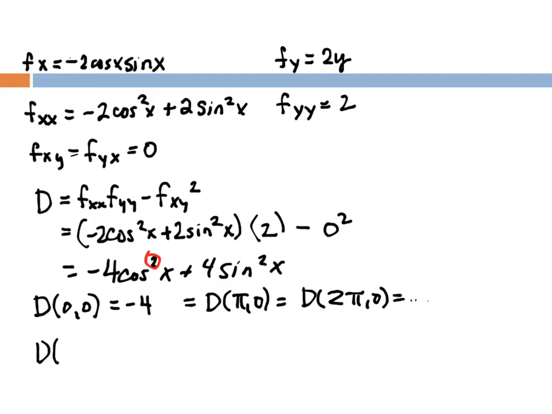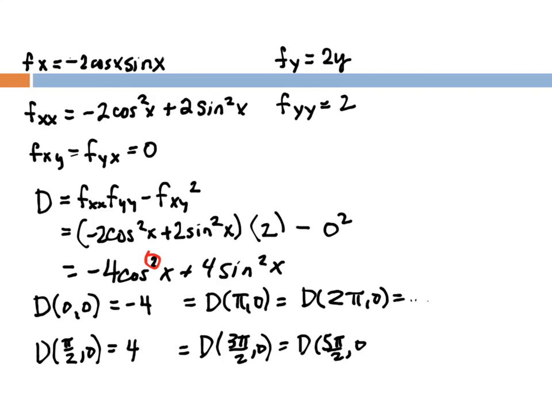All right, and then the other ones that we have are the half pi values, right? So like pi over 2, 0. And if I plug in pi over 2 for x, what do I get? I actually get positive 4 because I'm actually going to get a value out of the sine squared now, correct? And this is the same value that I get at all those other half pi values, right? 3 pi halves and 5 pi halves and so forth.